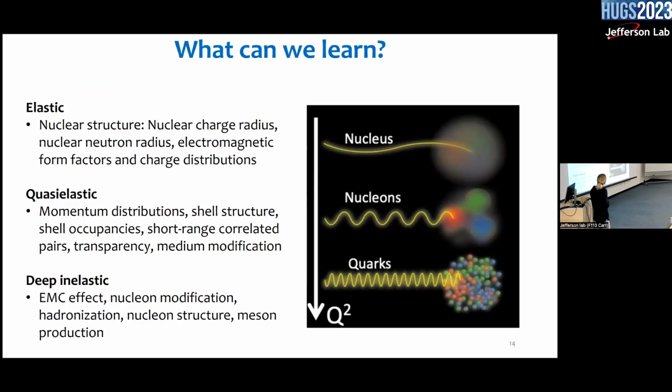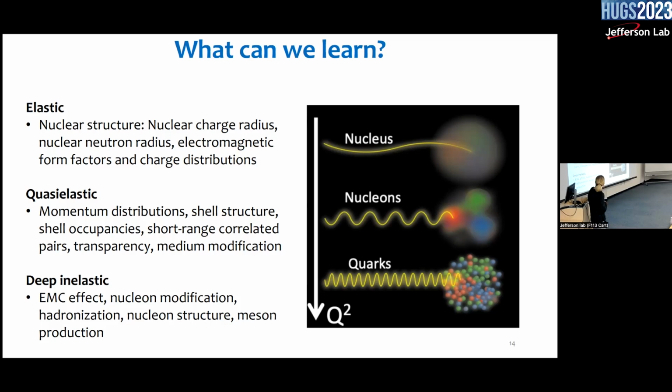Okay, so the idea is that we're looking at the nucleus, but we're looking at it in different ways, right? In elastic, like I said, we can learn about nuclear structure, charge radius, neutron radius, electromagnetic form factors, and charge distributions. You think about it as the whole nucleus, and you can't really resolve quarks here. They matter, but we can't really resolve them in this picture. Then as you increase Q squared, you can start to interact with and discern nucleons, so to speak.